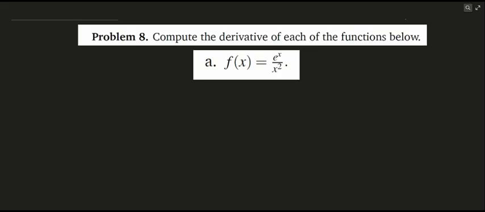Now, compute the derivative of each of the functions below. In this case, it's e to the x divided by x squared. We don't, in this case, actually have a shortcut because it's not a power of x divided by a power of x. It's an exponential, e to the x, divided by x squared. So there is no better option than to use the quotient rule here.